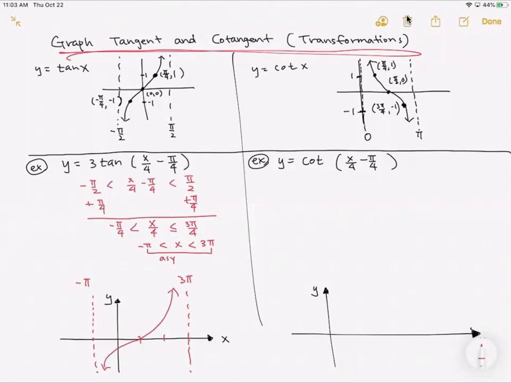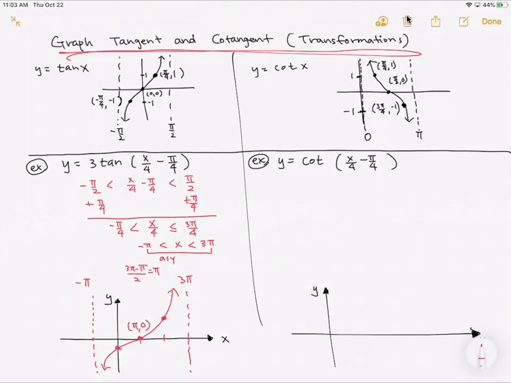And in order to get these 3 key points in between two consecutive asymptotes, you can use a midpoint. So 3 pi minus negative pi divided by 2 will give us pi. That's here, pi comma 0.